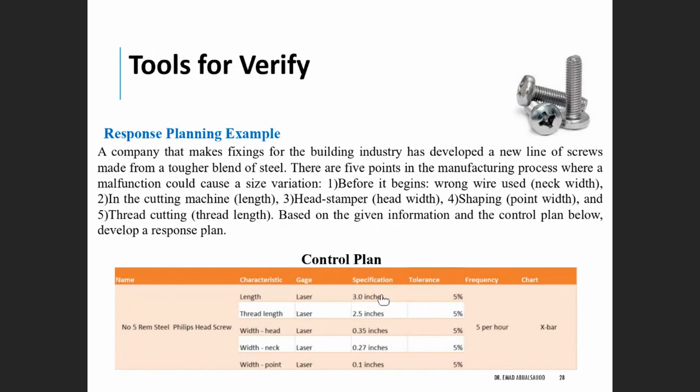The tolerance for each of those specifications is 5% from this dimension, and the frequency is 5 per hour, let's say 5 samples you are taking per hour, and the tool you are going to use to demonstrate these readings is the X-bar chart. This is the tool for measuring these specifications in inches, using a laser.